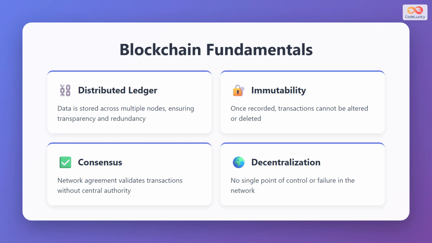And decentralization ensures there is no single point of control or failure in the network, making it more resilient and secure. These four principles form the foundation of blockchain technology and enable smart contracts to function reliably.